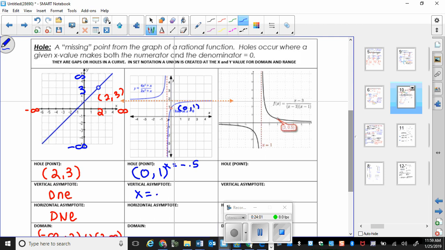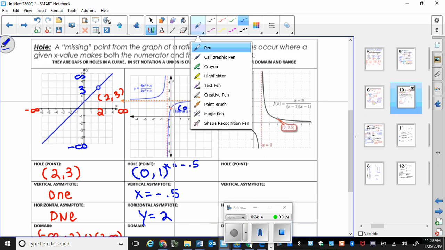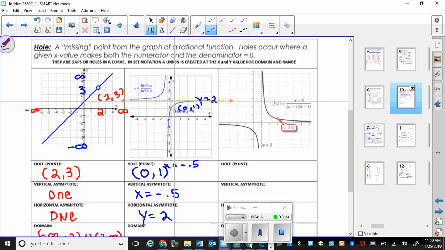So x equals -0.5. Our horizontal asymptote is at y equals 2. So let's look at our domain here.